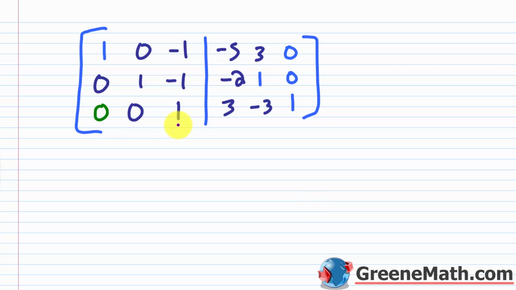As we move to the next column, again, conveniently, we already have a 1. So we just need to get a 0 here and here. Now, we have the same number in each case. We have a negative 1 and a negative 1. So whatever I do to make this into a 0 will also make this into a 0.